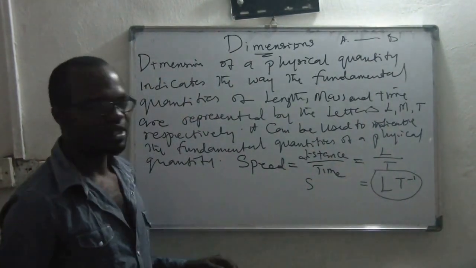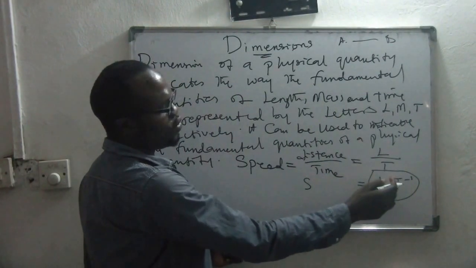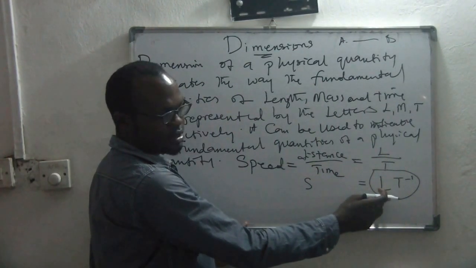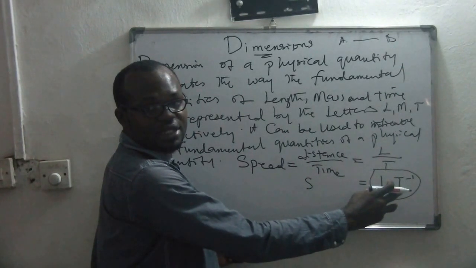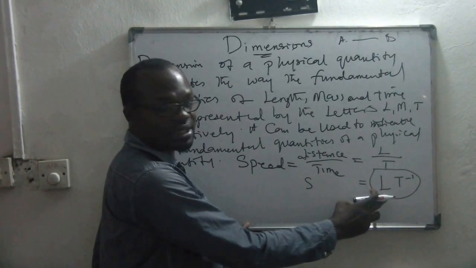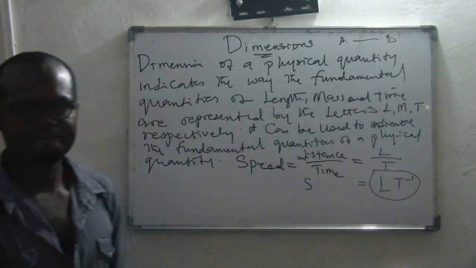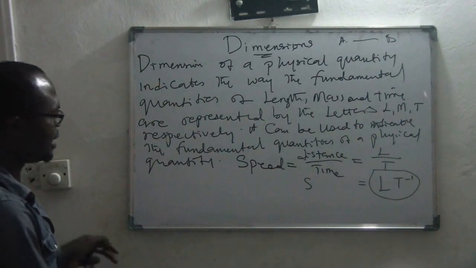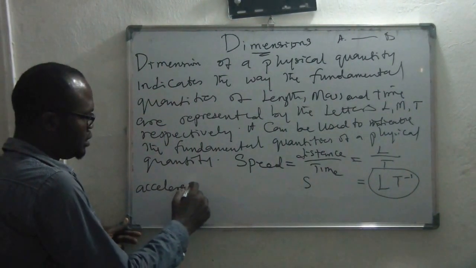Speed. Because we say that dimension is simply the way the fundamental quantities are indicated or represented. So the fundamental quantities here are L and T. Is that clear? Another example is acceleration.